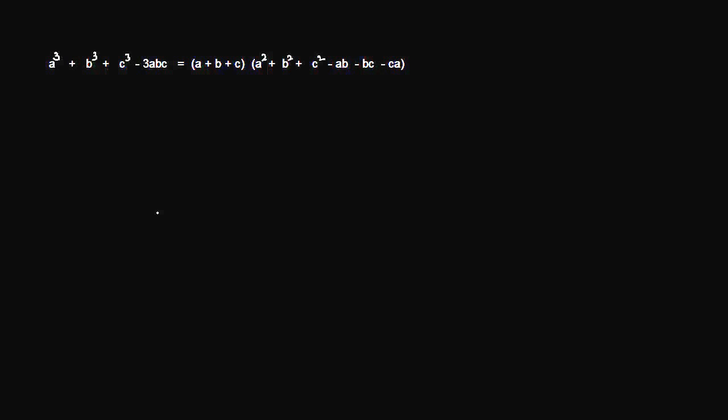Okay, let us see one more identity. So let's say you have three numbers, which are given as A, B and C. The sum of the cubes of these three numbers less the product of these three numbers multiplied by 3 is equal to the sum of these three numbers into this particular identity.